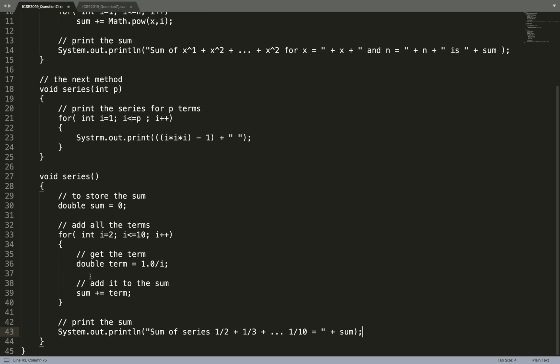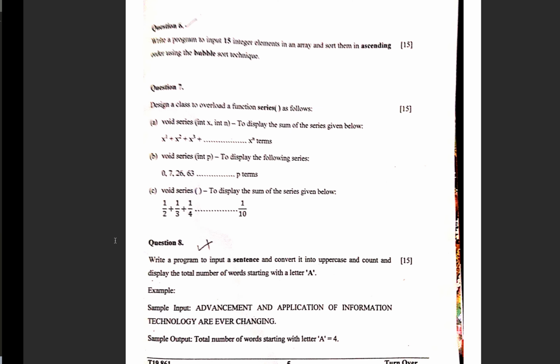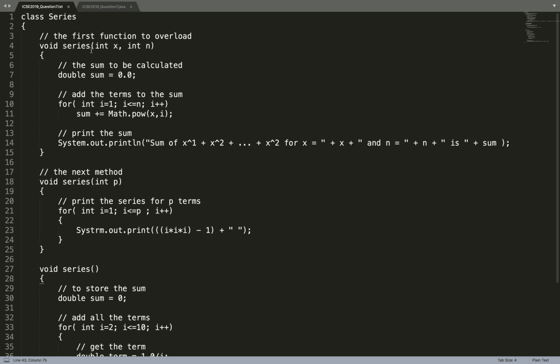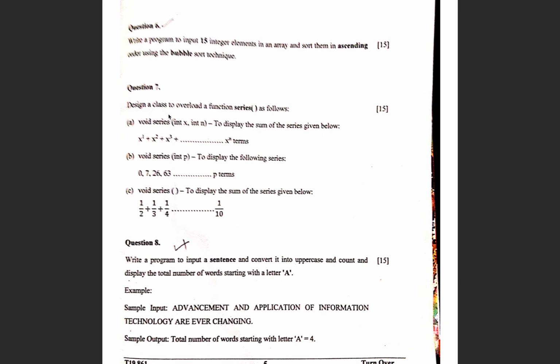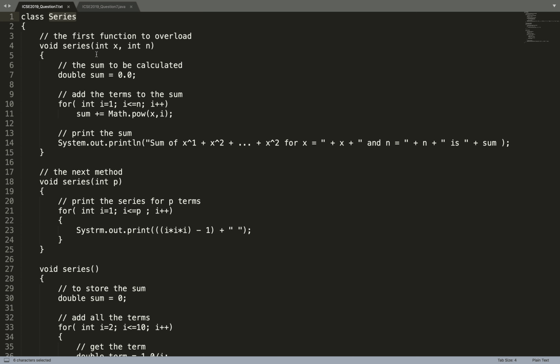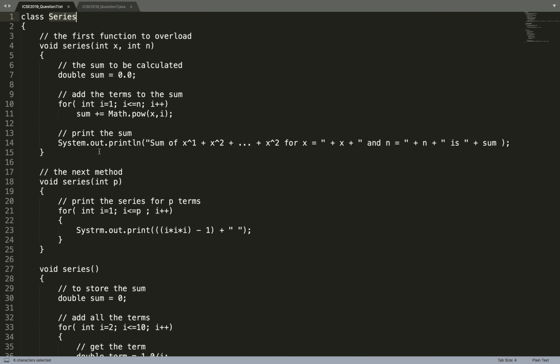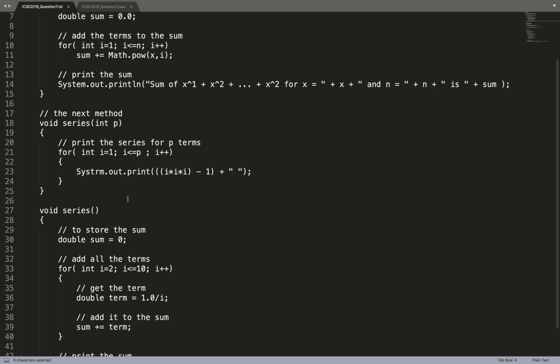Okay, so this is the solution. So let me just cross check it. x1 to xn. Okay, for series, int x, int n, double sum is equals to 0.0. The name of the class is series. The name of the class was not mentioned. It just said to design a class, so I'm just adding overloaded methods to it. Less than equal to n, i plus plus, sum plus equals to Math.pow(x, i), and System.out.println sum of x1 plus sum. Okay, and series p, i less than equal to p, i plus plus, System.